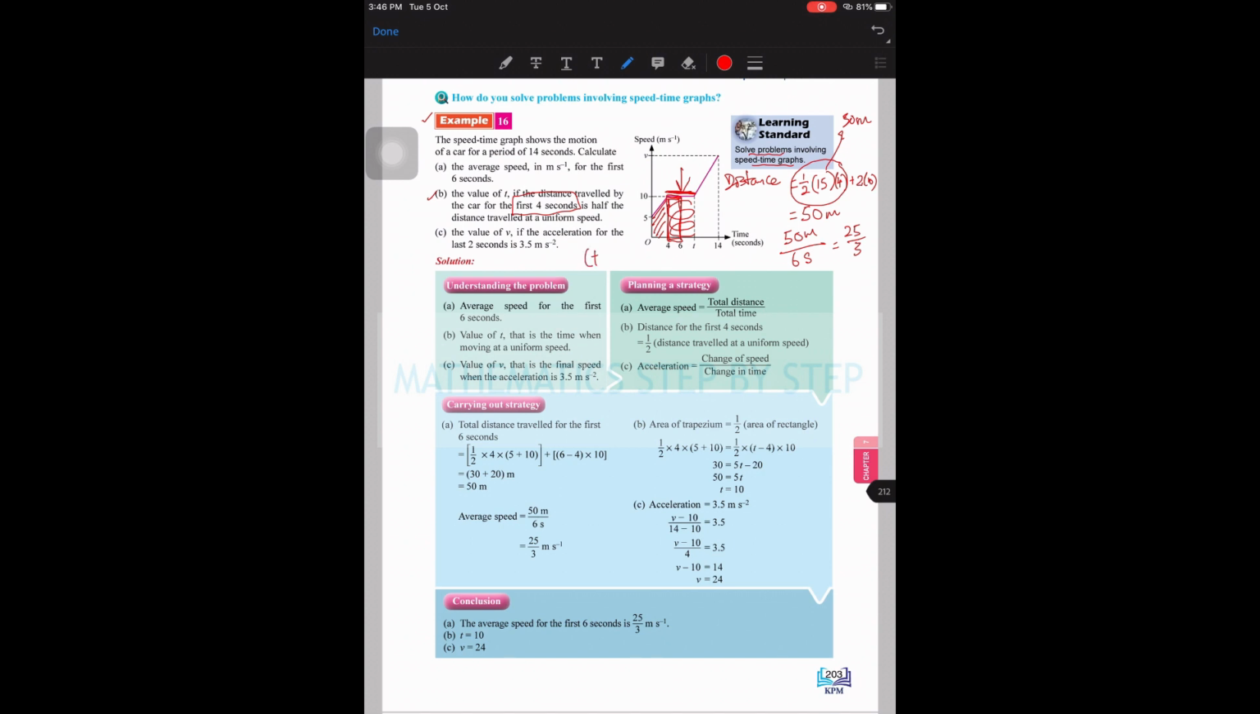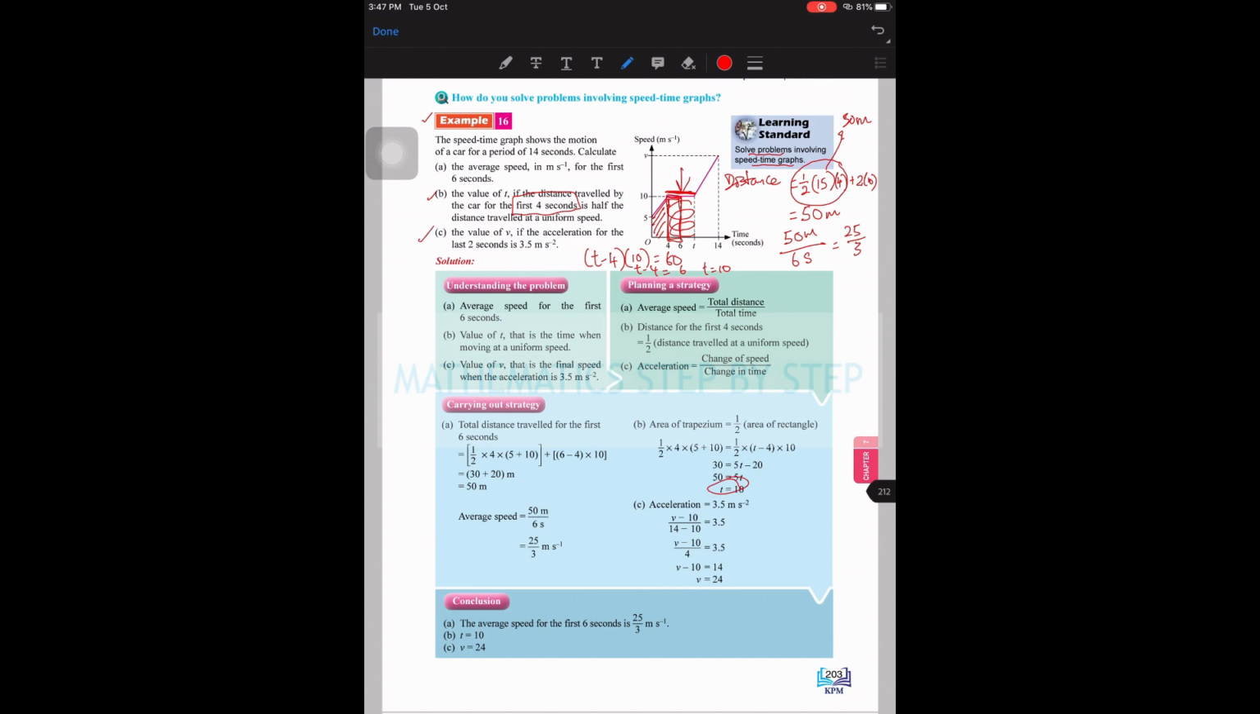So meaning that t minus 4, which is the length of the rectangle, times the width of the rectangle, which is 10, equals to 60. So t minus 4 equals to 6, we get t equals to 10, okay?